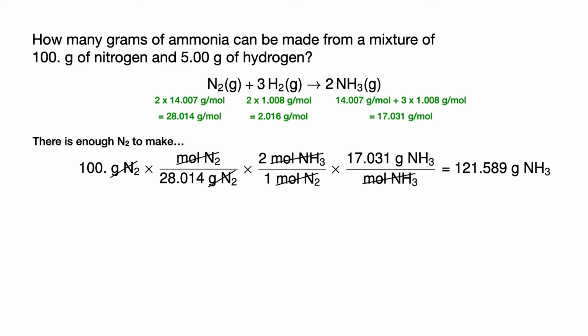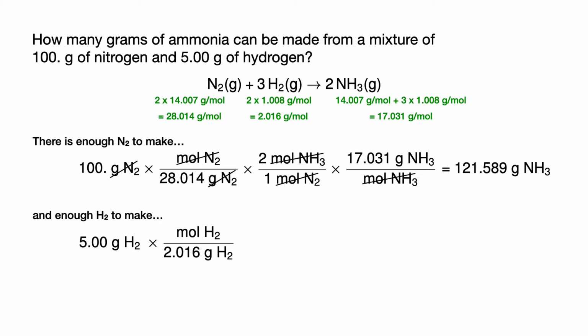And now we'll ask ourselves the same thing for the hydrogen. If all of the hydrogen could react, how much ammonia would it make? Well, we've got 5 grams of hydrogen. Multiply by 1 mole of hydrogen per 2.016 grams. And then multiply by 2 moles of ammonia per 3 moles of H2. That's our reaction stoichiometry.